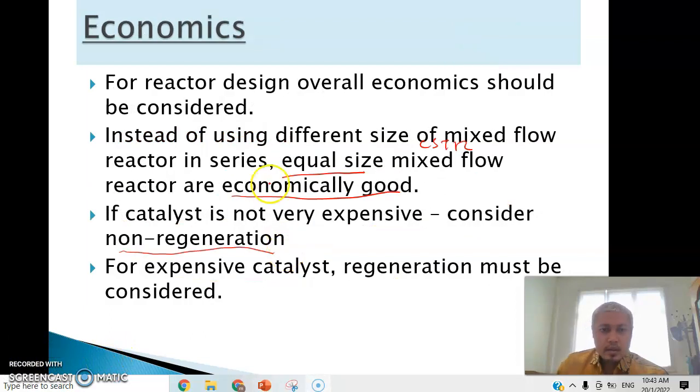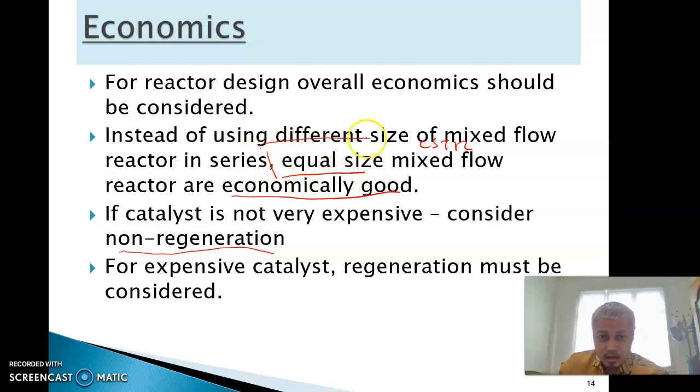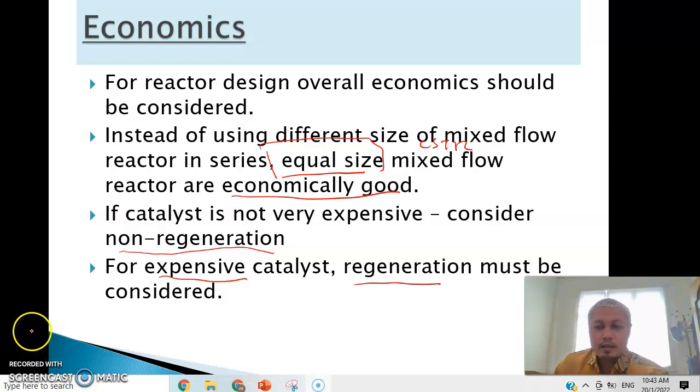Last but not least, for economics, instead of using different sizes of mixed flow reactor in series, equal size mixed flow reactors are economically good. So we need to use equal size instead of different size. If catalyst is not expensive, consider non-regeneration. If expensive, regeneration must be considered. So in other words, both of these situations will determine the rate of reaction of the process. So for your final tip for your test 2, you need to learn about rate of reaction. Questions related to rate of reaction will be asked to you.